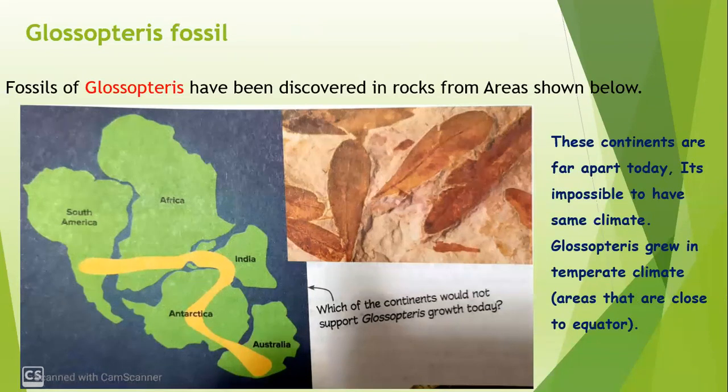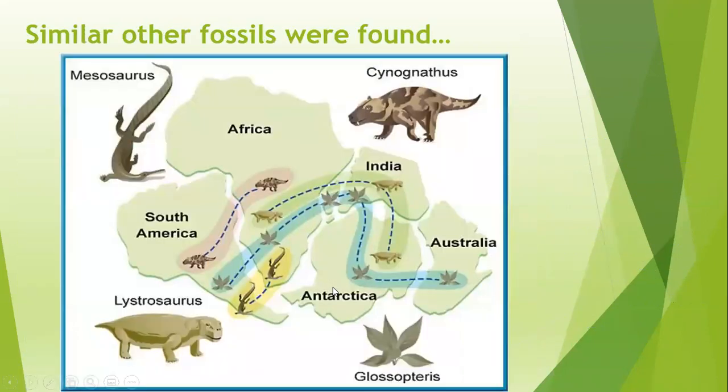Now, millions of years ago, when all these continents were together, this part of the yellow line here must have supported that climate. It must have been in an area which supported the temperate climate. That is why Glossopteris was able to grow in South America, Africa, India, Antarctica, Australia. Okay, this was another evidence that he brought. Similarly, he brought some other evidences also. These are also very interesting evidences.